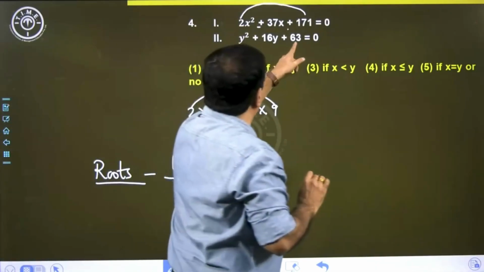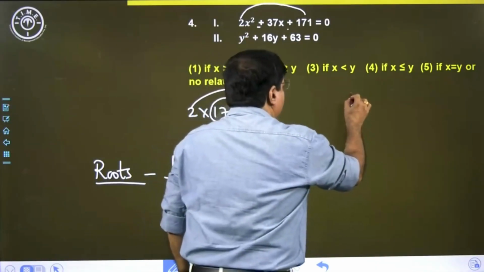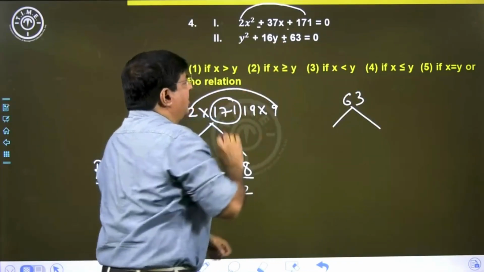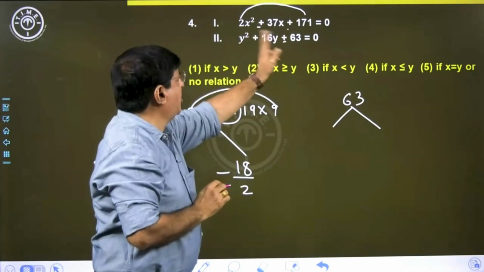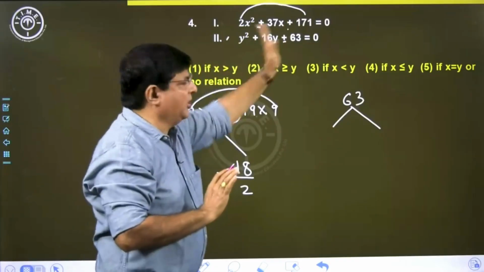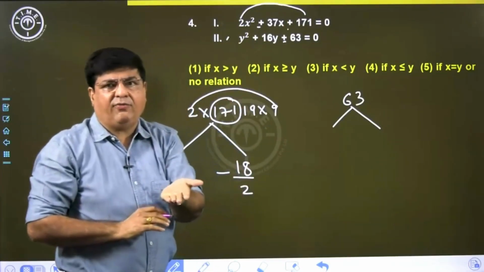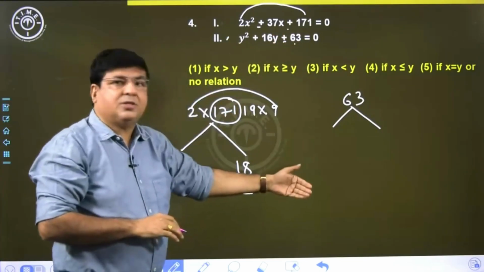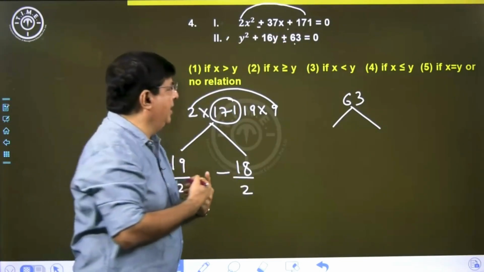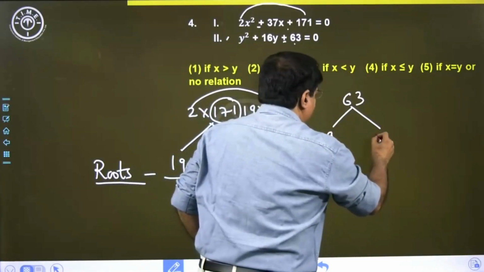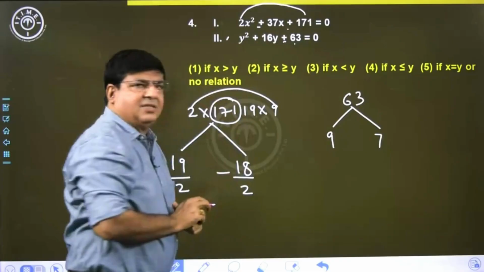Let's go to the second equation. 63 into 1. This is 63. Sign of 63 here is positive, or you can say A into C is positive. We take A always as positive. Even if it is given in a different form, you have to bring a quadratic equation into this form and then use the method that we are explaining here. So 63 and 16: 9 and 7, 9 into 7 is 63, 9 plus 7 is 16.